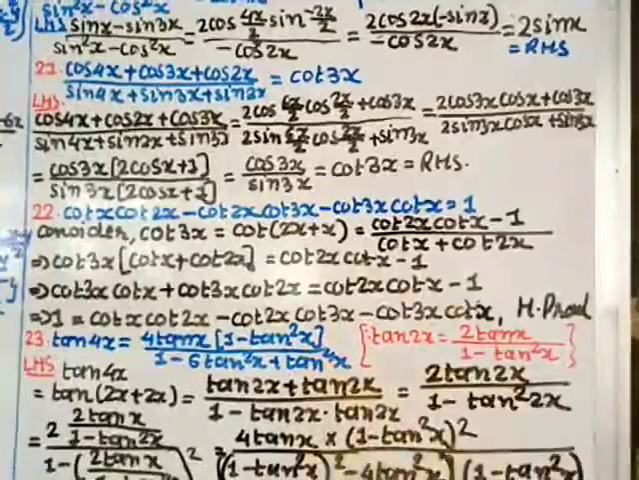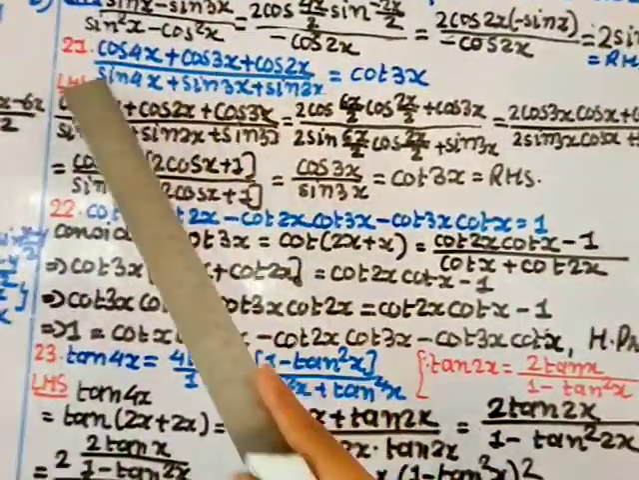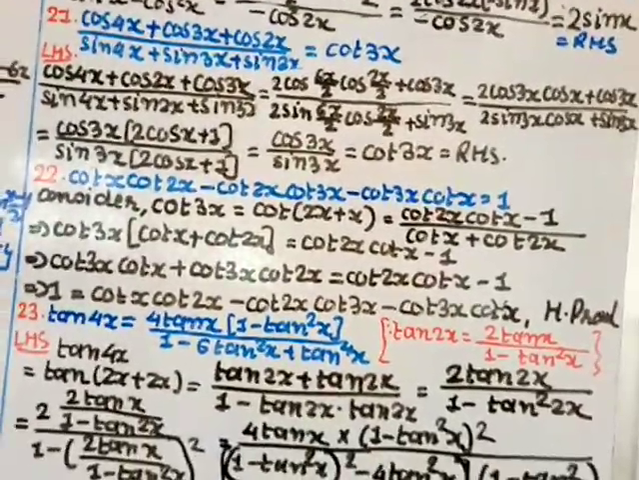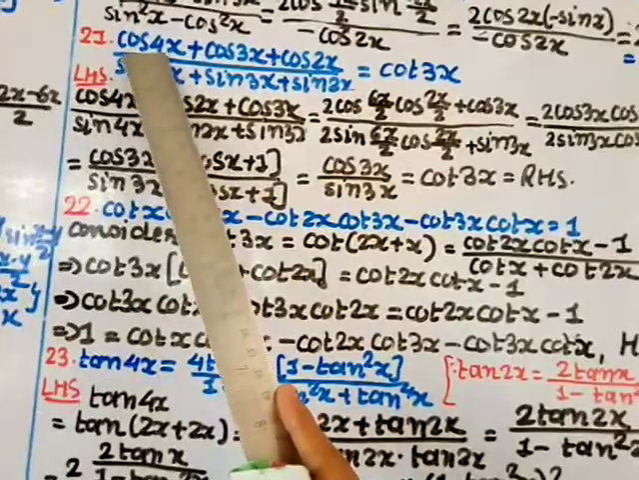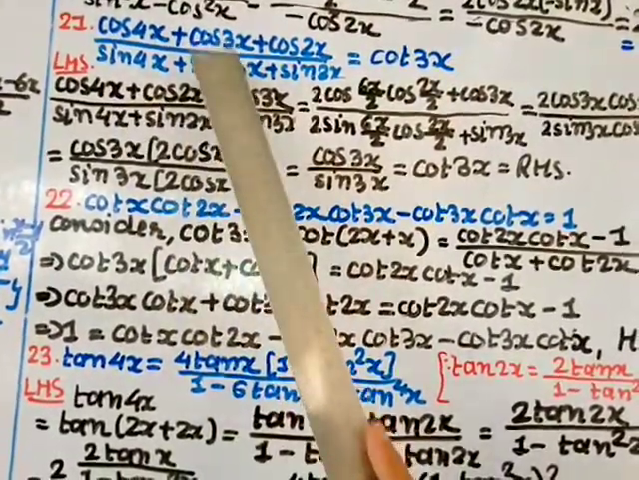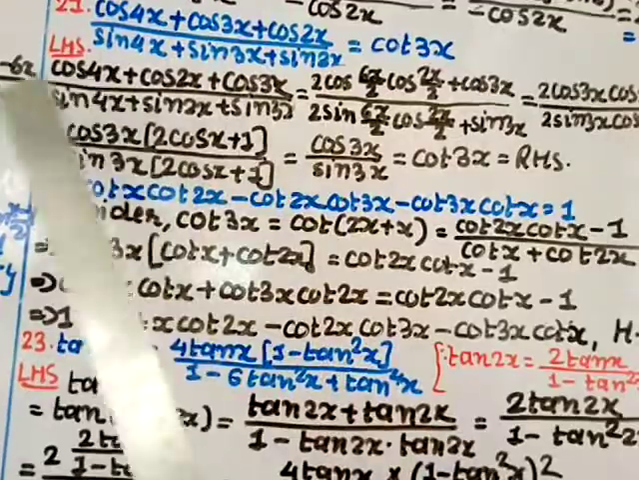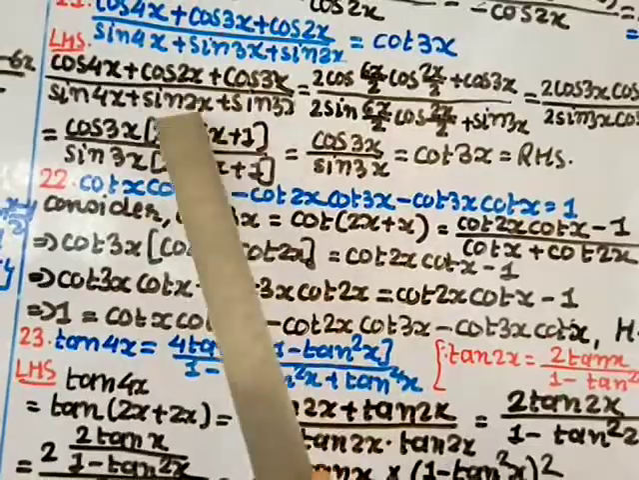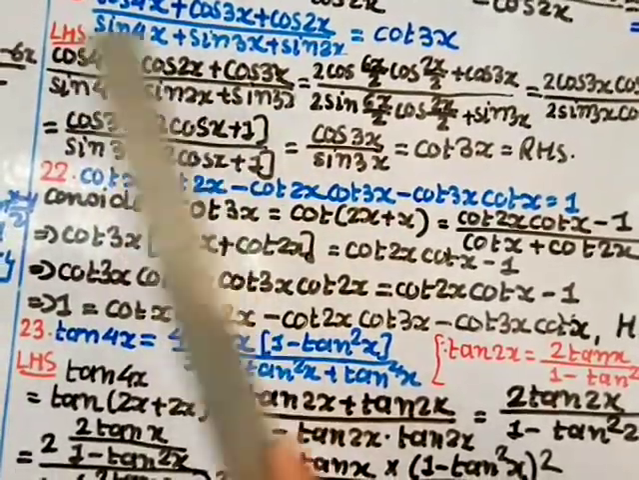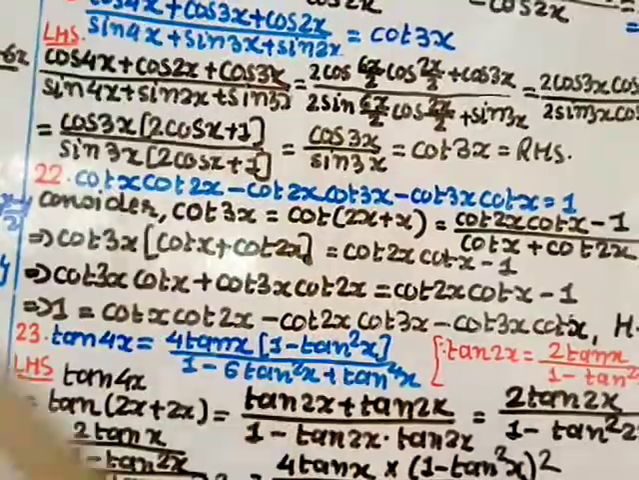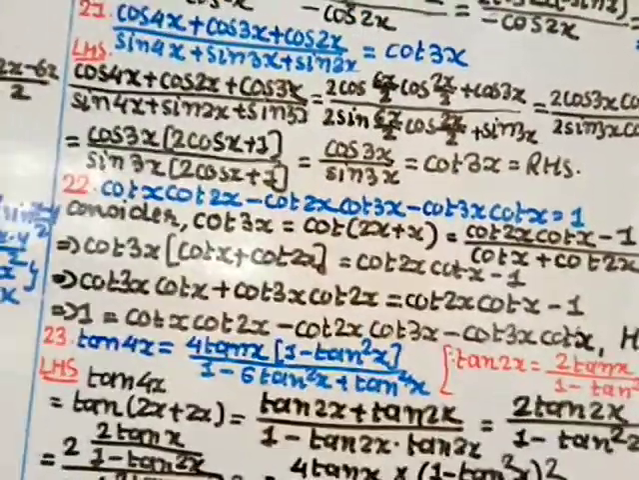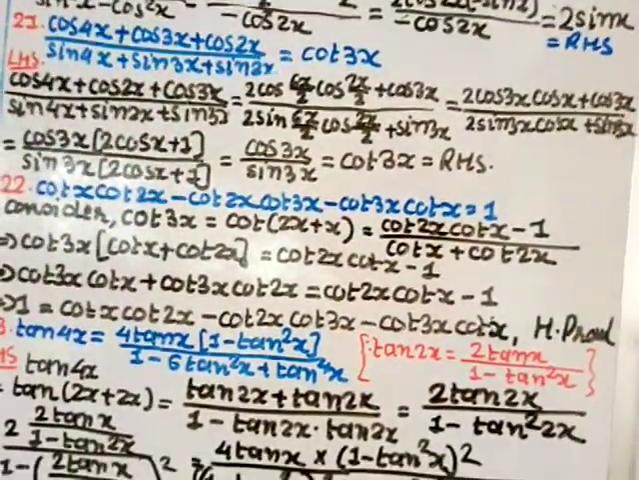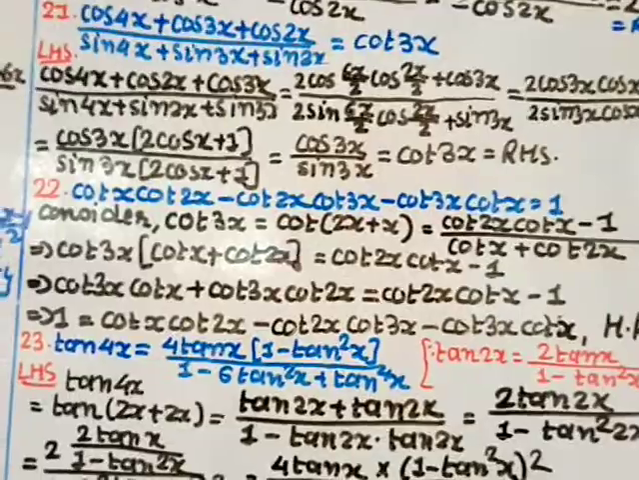Next, 21. (cos 4x plus cos 3x plus cos 2x) divided by (sin 4x plus sin 3x plus sin 2x) is equal to cot 3x. Left hand side, here I am rearranging. I am taking cos 4x and cos 2x together, and cos 3x later. Same way in the denominator: sin 4x plus sin 2x plus sin 3x. Because 4 plus 2 gives you an even number, 4 plus 3 will give you an odd number, so you cannot directly cut. That's why I have just interchanged. If you do it the other way it will be correct only, but you will get something that you cannot cut, so it will be a little complicated. Otherwise you will get the answer.